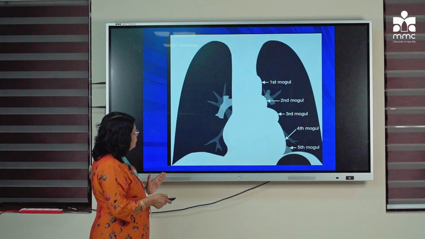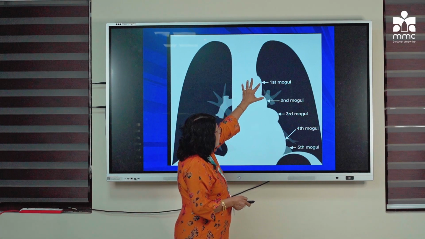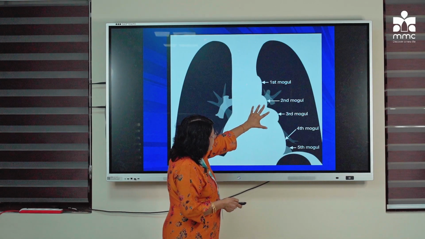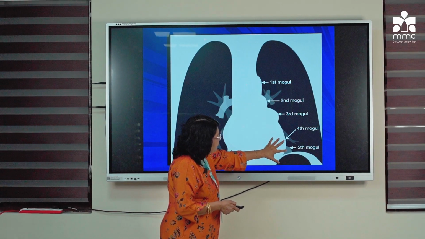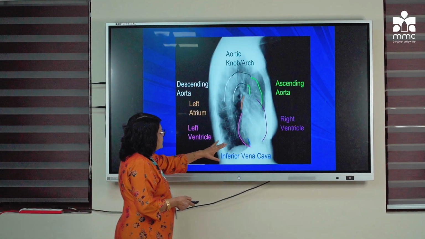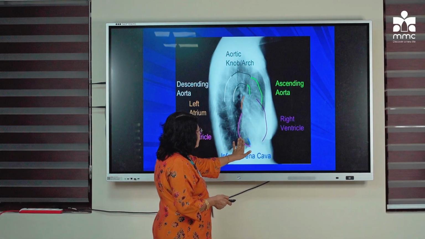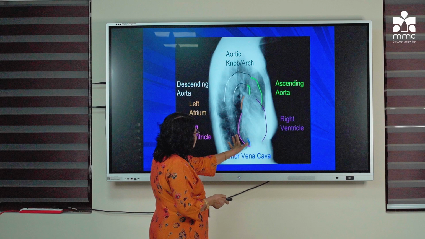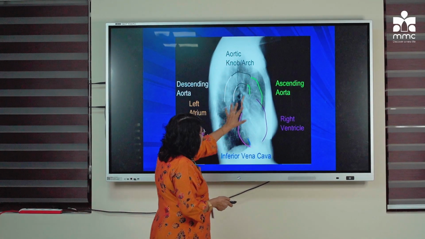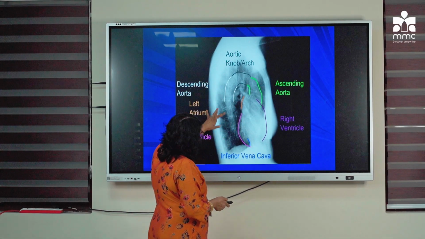Okay. So these are the normal moguls, bumps. The first mogul is formed by the aortic arch, the second mogul by the pulmonary artery, the third mogul is for the left atrial appendage, the fourth is the left ventricle, the fifth is the fat in the cardiophrenic angle. So in a lateral view, you are going to see the right ventricle, which is anterior, this is the left ventricle proper, and you have the left atrium. Okay, this is the ascending aorta, the arch, and the descending. This is the retrosternal space, this is the retrocardiac space. So this is the vertebral body.